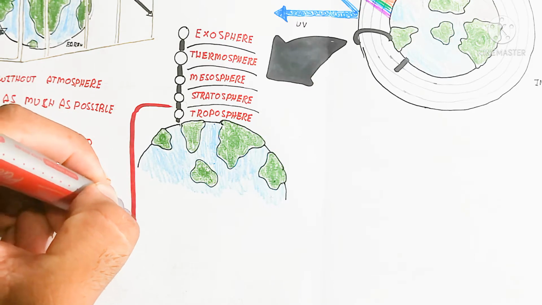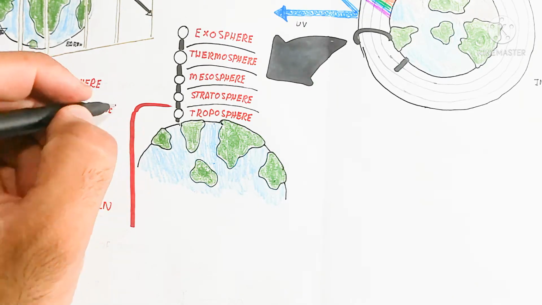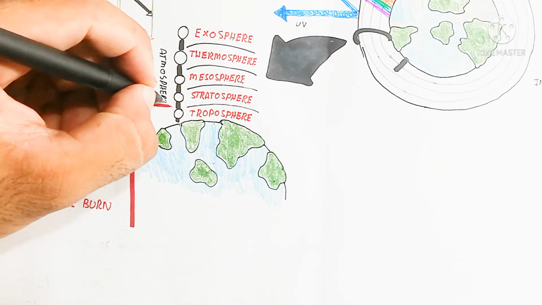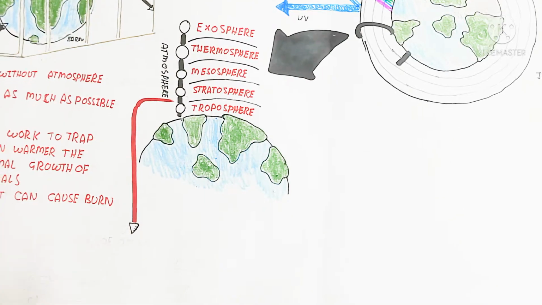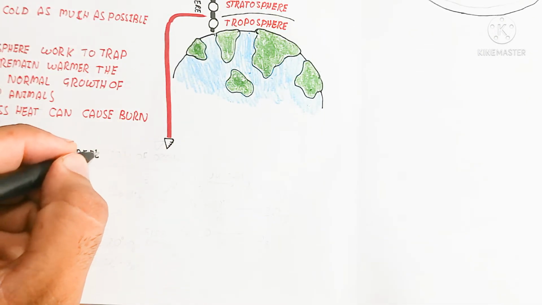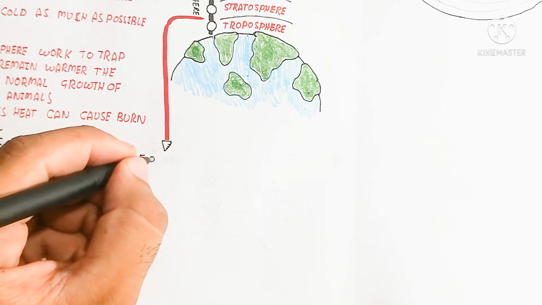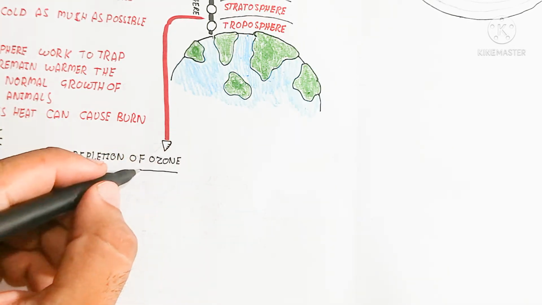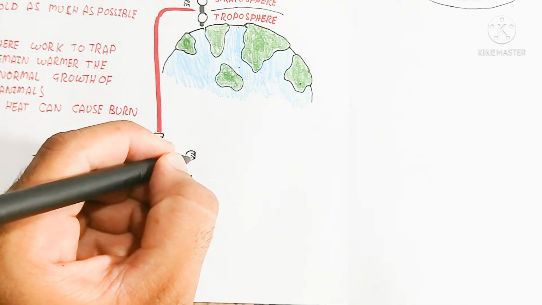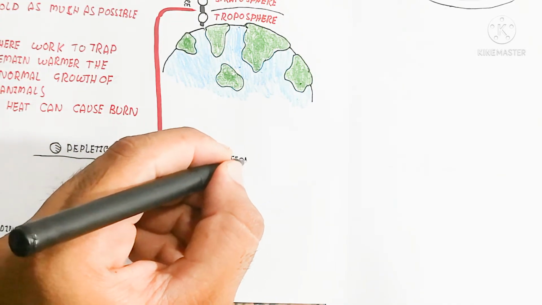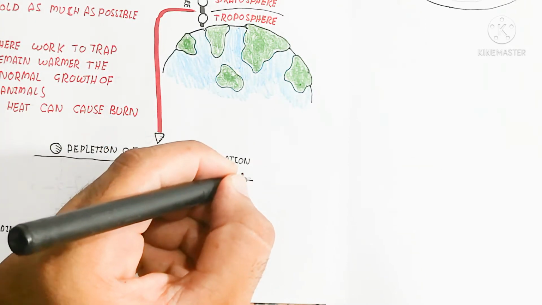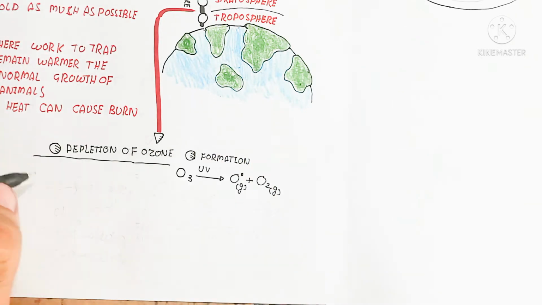So here is the earth, whose uppermost layer is known as the biosphere, and the uppermost layer in the air is known as the atmosphere, which contains different layers. Here we will discuss the stratosphere and troposphere. Between the stratosphere and troposphere is the ozone layer. The formation and depletion of the ozone layer is a continuously reversible reaction to maintain the layer.